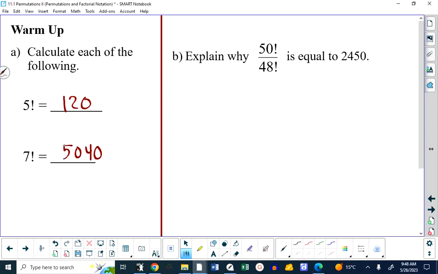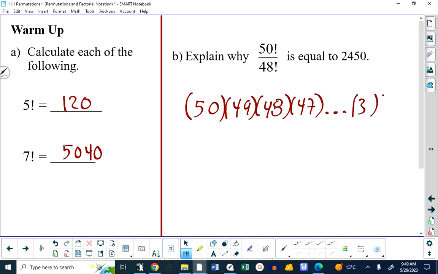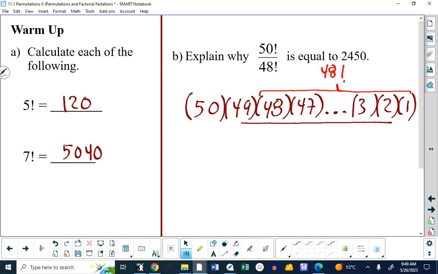Right. And in fact, I'm going to write that out symbolically. It's a hard thing to put into words. If I write it out on paper, 50 factorial is 50 times 49 times 48 times 47 times ... 3 times 2 times 1. But this is 48 factorial. And the denominator of this is 48 factorial. And what I'm getting at is that the smaller factorial is a factor of the larger factorial.